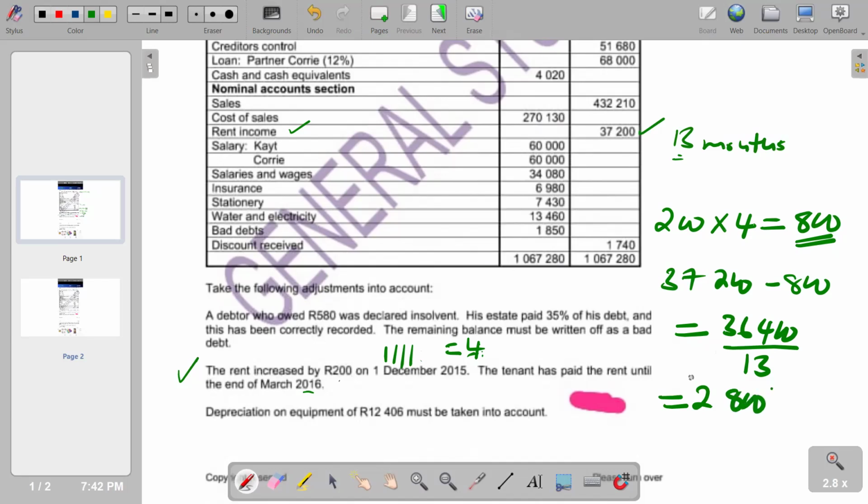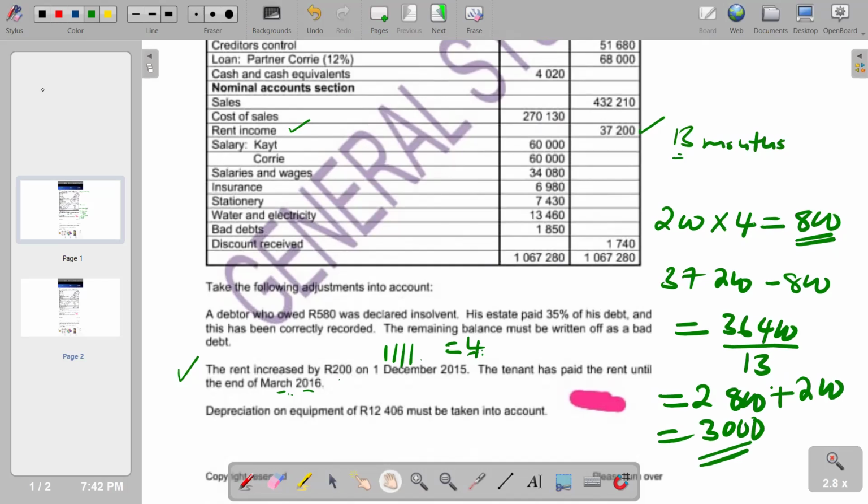Then the one that we want to remove from 37,200 is for March 2016, which was after the increase, because the increase was on 1 December. So March had already increased. To get the rent for March, we add the increase, which gives us 3,000. So 3,000 is the rent for March that needs to be removed from 37,200.